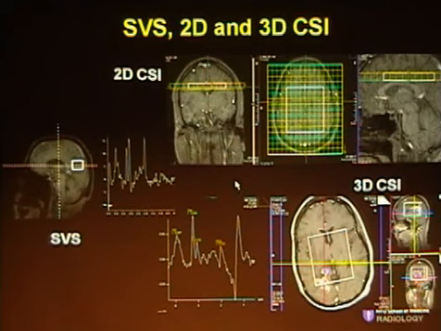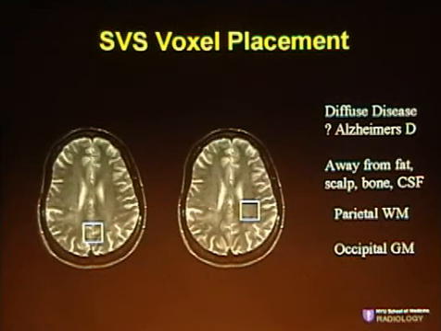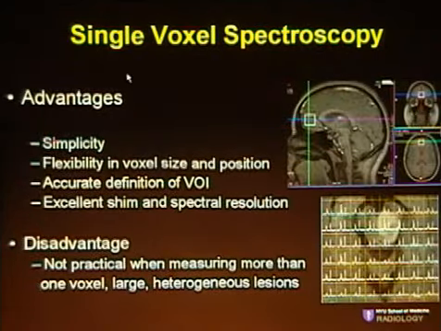interpretation will become. If you just had single voxel and you had something like a diffuse disease like Alzheimer's disease, if you were to put the voxel in the posterior cingulate gyrus in the gray matter or in the white matter here in the parietal white matter, you should still see the same abnormality, but keeping in mind that you want to keep it away from fat, scalp, bone, and CSF.